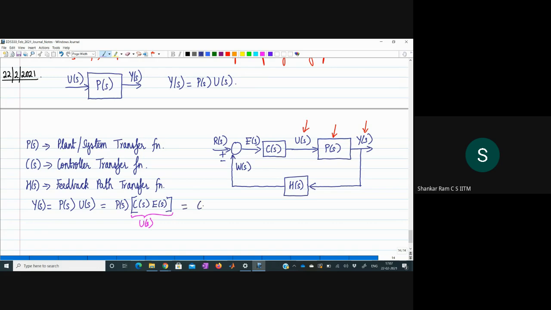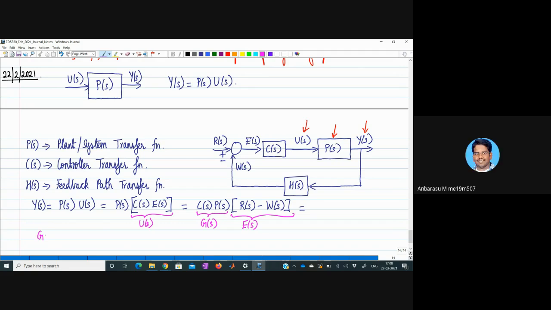Okay, so I hope it is clear how we work. I'm just interchanging C and P. We write C of s times P of s and E of s. E of s now is going to be R of s minus W of s. So moving ahead, we are going to call C of s times P of s, denoted by G of s. So what is G of s?